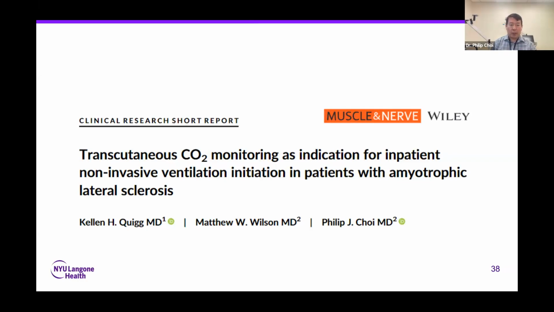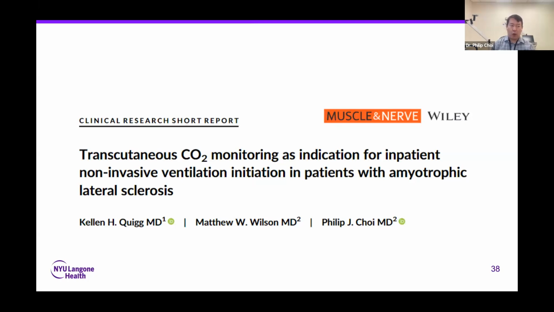At the University of Michigan, I was working within their ALS Center of Excellence. We would get the transcutaneous monitor on every patient that I saw in the ALS clinic. And we used this as a decision tree to determine whether or not we would admit patients to the hospital for initiation of NIV.